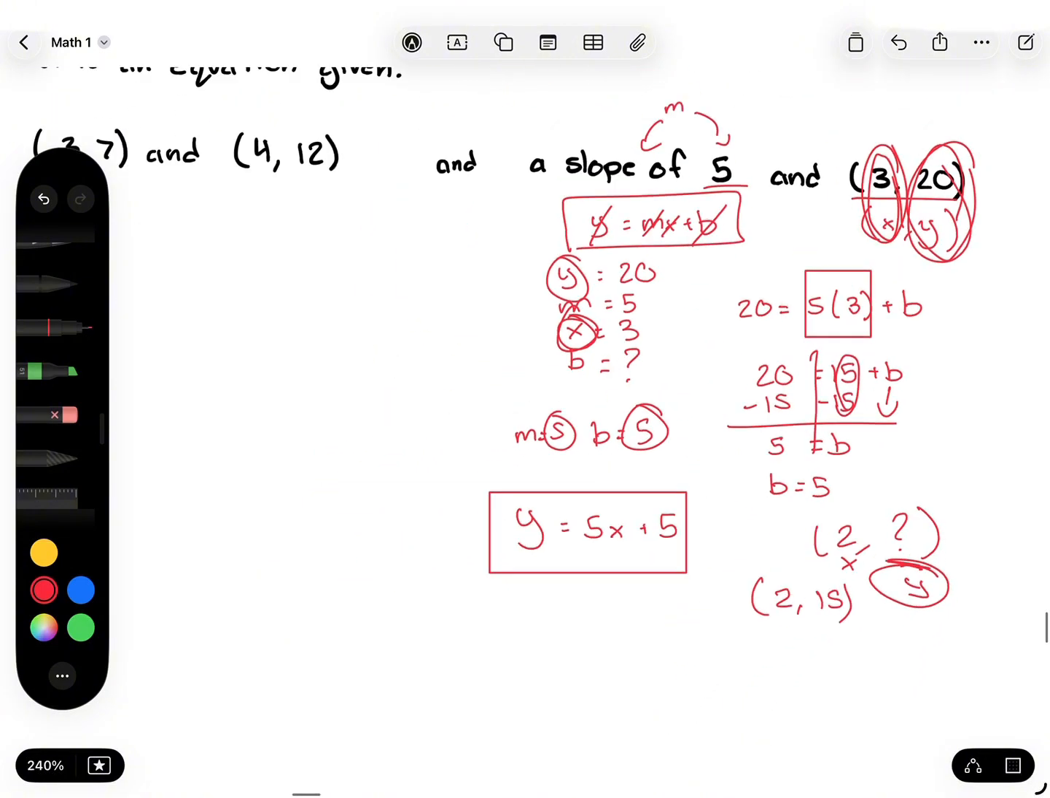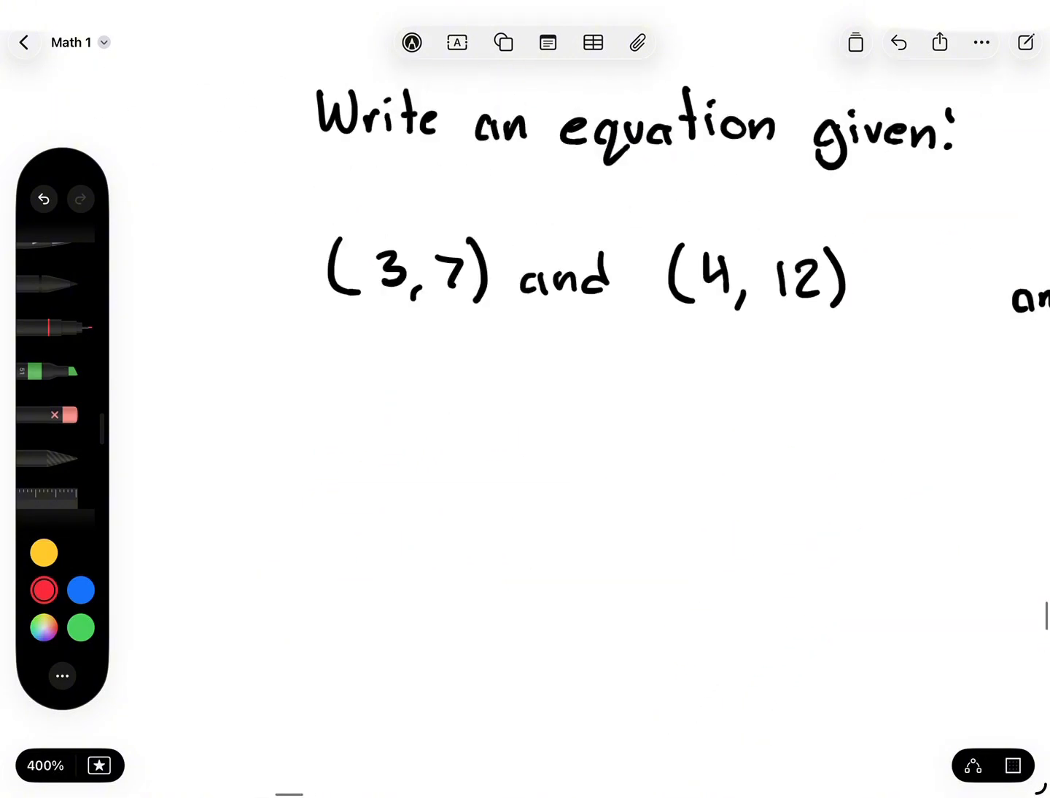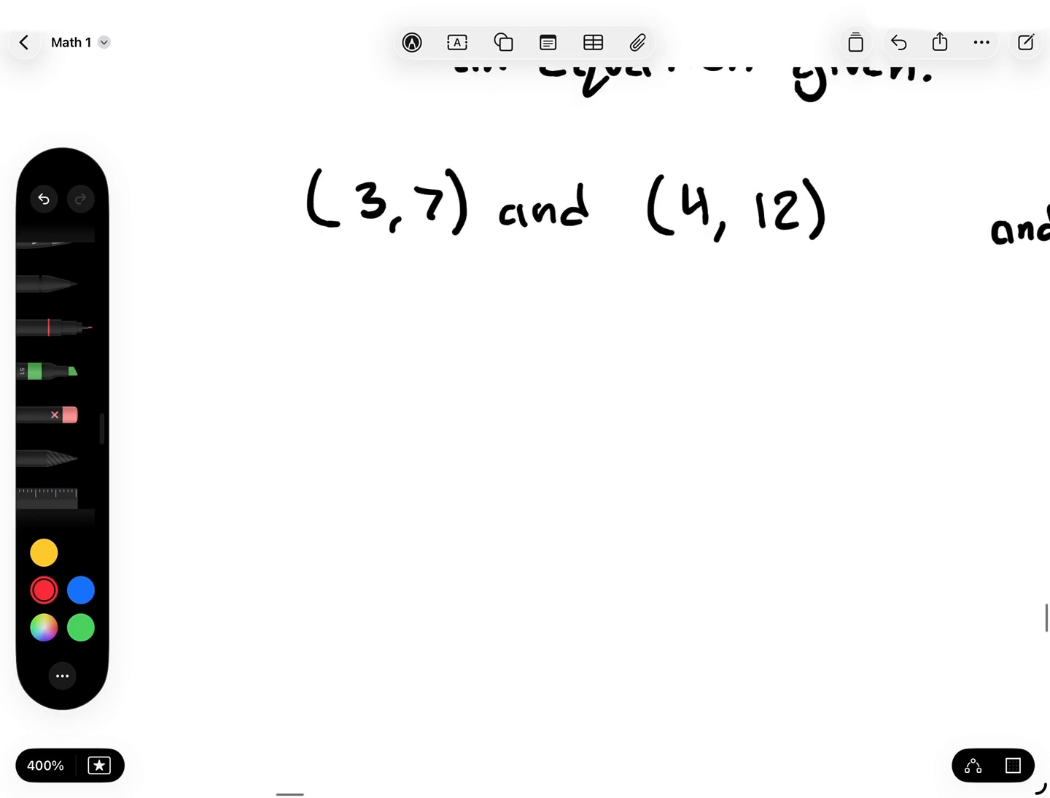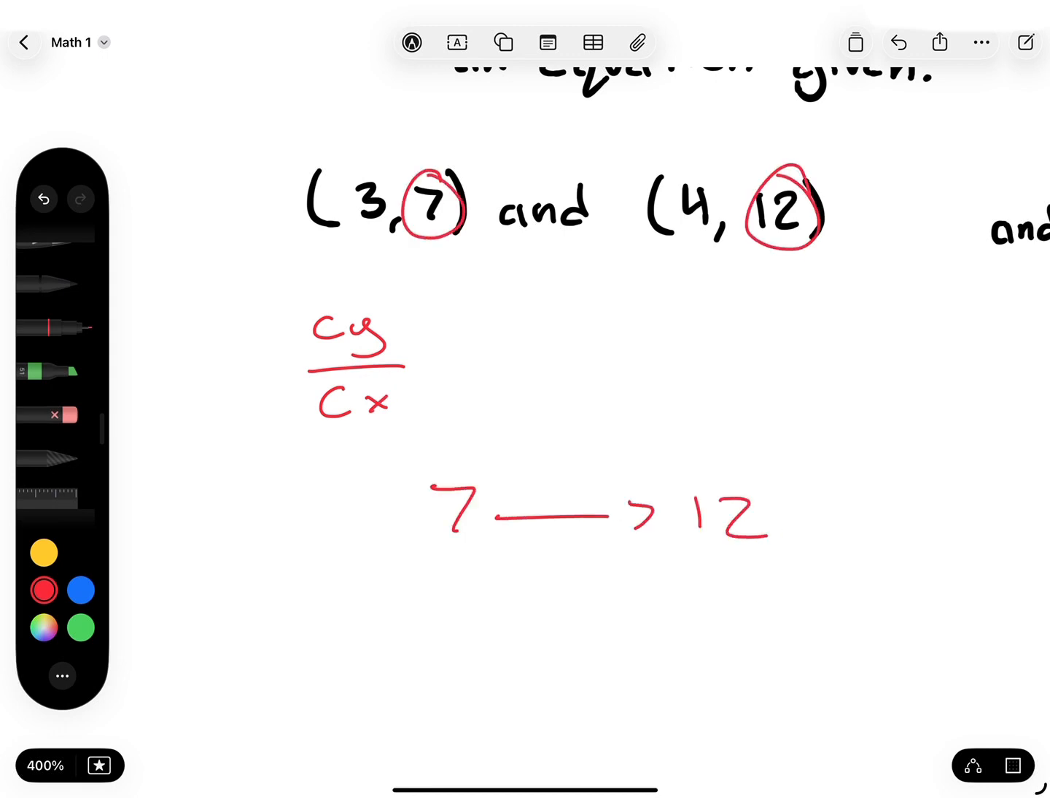Look at that. Now let's move on to this example, where we have two coordinates. Remember, to find the slope between two coordinates, it's going to be our change in y divided by our change in x. So we got 7 and 12. We got 3 and 4.